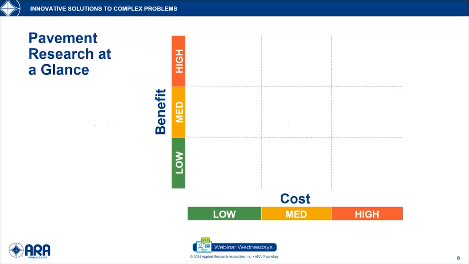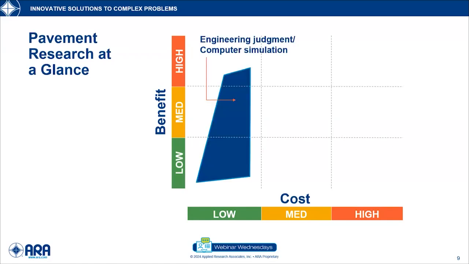Now let's look into pavement research and what are the benefits and the costs associated with different methodologies applied to determine what to use for each specific type of research. So first, we all know about engineering judgment, highly applicable. Of course, computer simulation, also highly applicable. The only caveat that I always give to this is that the benefit of a low-cost type of computer simulation or engineering judgment is what we always call garbage in, garbage out. The inputs will definitely govern how much value or benefit we get out of computer simulation.